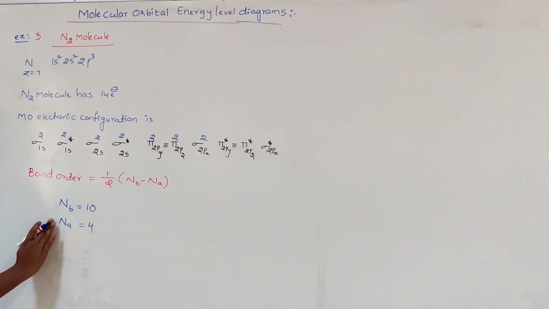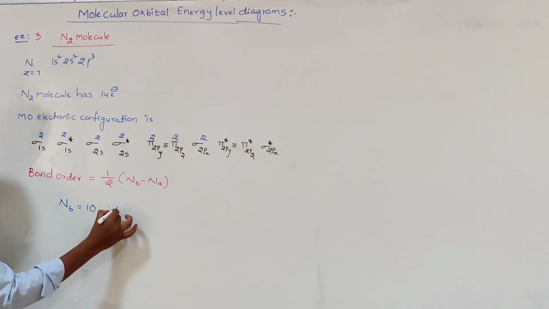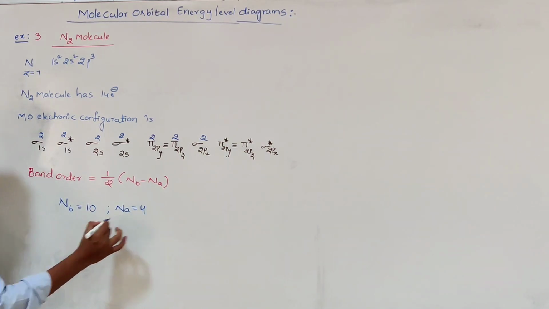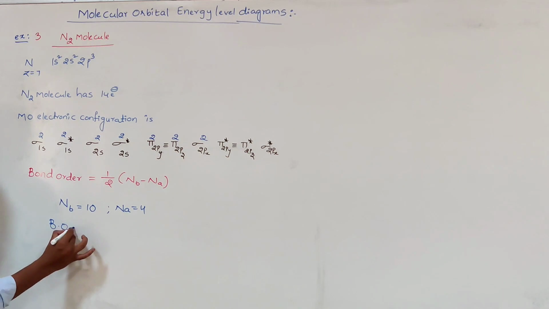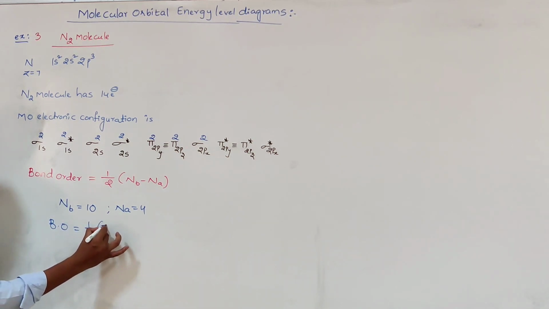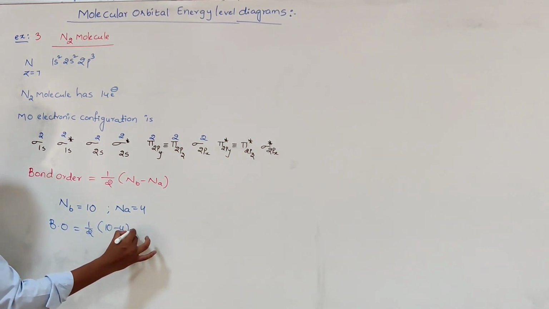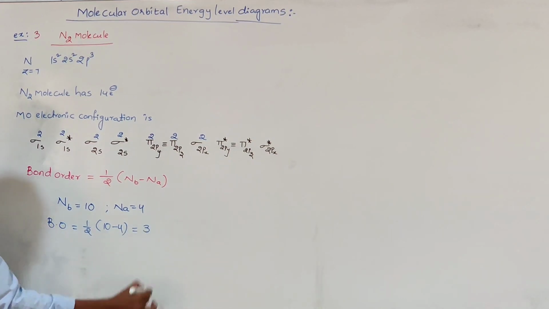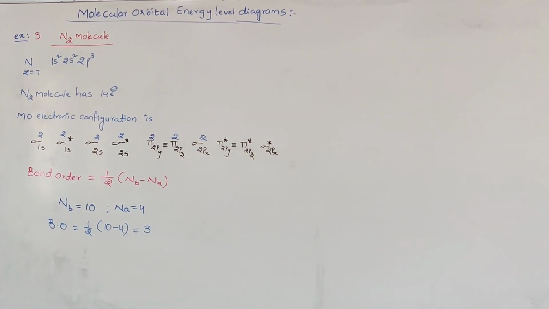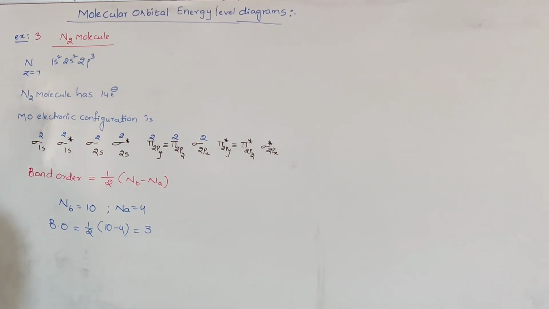Then Nb is equal to 10 and Na is equal to 4. Bond order is equal to 1 by 2 into 10 minus 4, that is 6 by 2, which is equal to 3. That means the 2 nitrogen atoms are connected through 3 bonds. Out of the 3 bonds, one is a sigma bond and 2 are pi bonds.